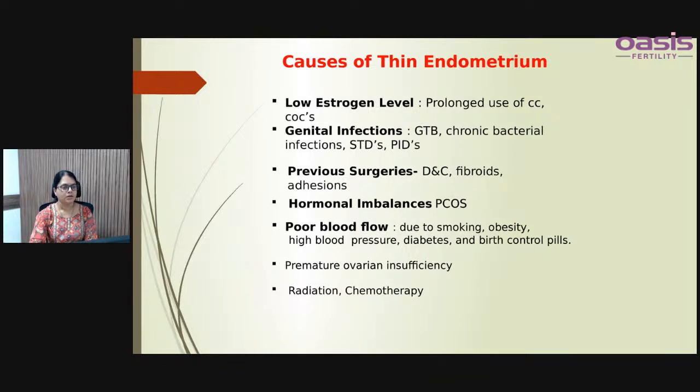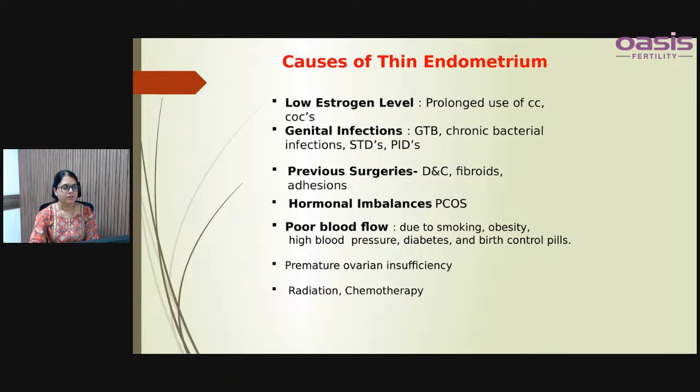So what are the causes of thin endometrium? Endometrium less than 7 millimeter is called thin endometrium. Why does it happen? There are many causes, like low estrogen levels. Low estrogen levels in the body may be because of prolonged use of clomiphene citrate, which is used during ovulation induction cycles. If we continuously use it for 4 to 5 cycles, the estrogen levels will fall and the endometrium becomes thin. Even prolonged use of combined oral contraceptives for a long time temporarily causes thin endometrium.